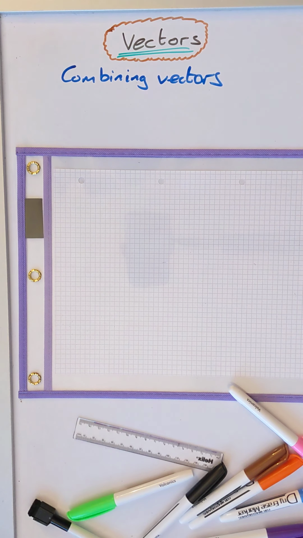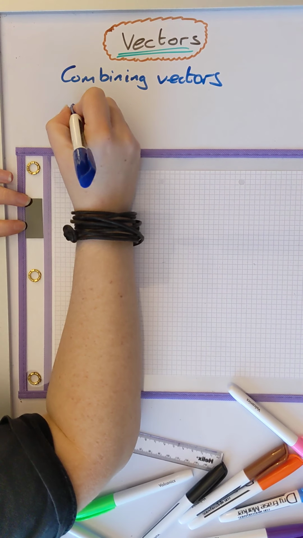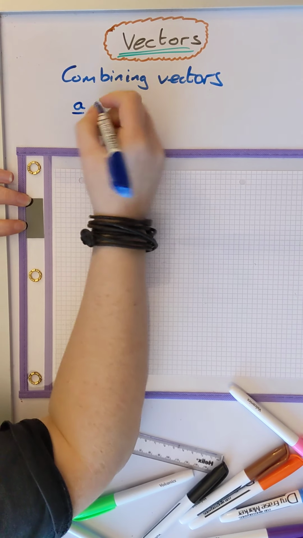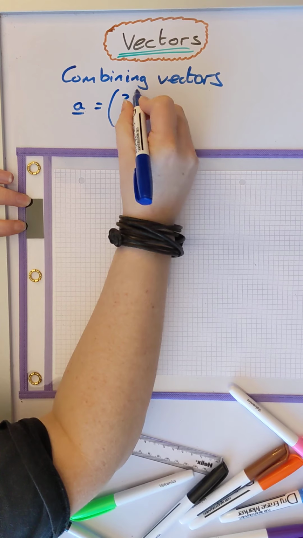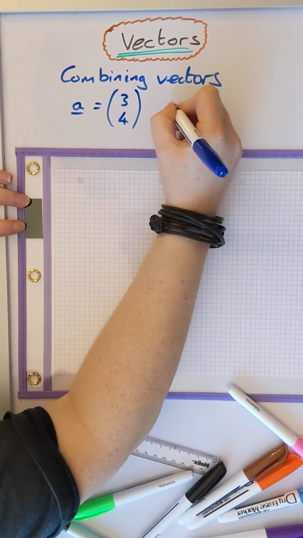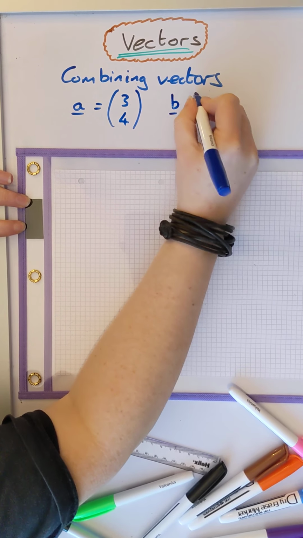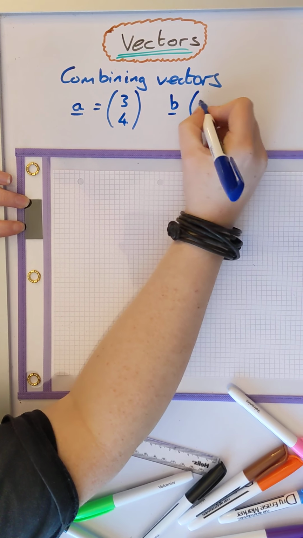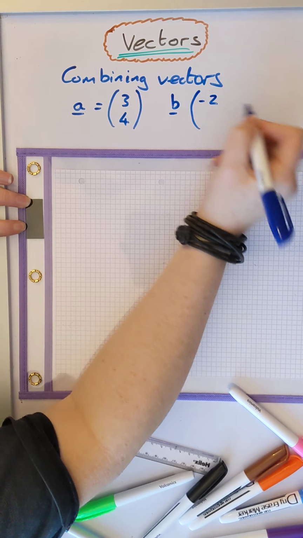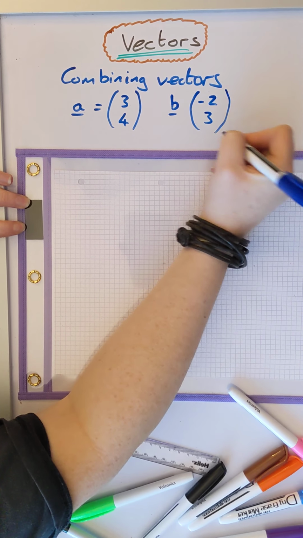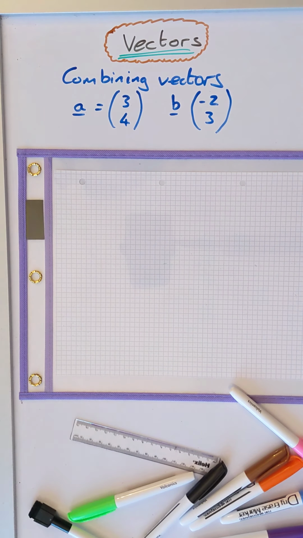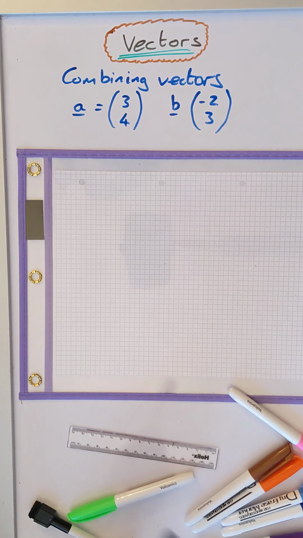In this video we're going to look at combining vectors. If we start off with a vector, I shall call it A, and we're going to give it a size of (3, 4). And we have another vector, B, and I'm going to give that (-2, 3). Remember, it doesn't matter where you start your vector.